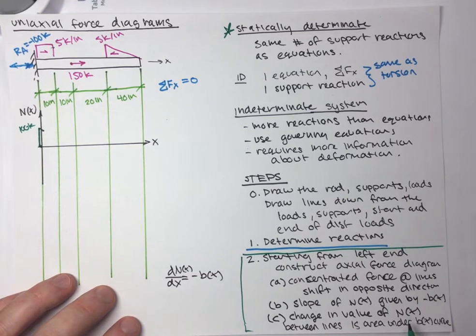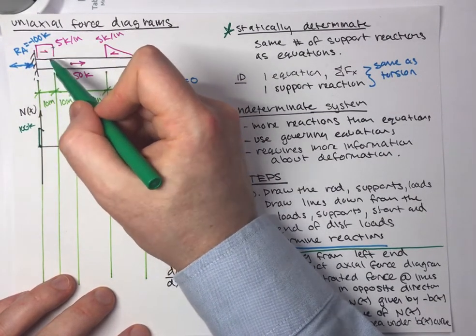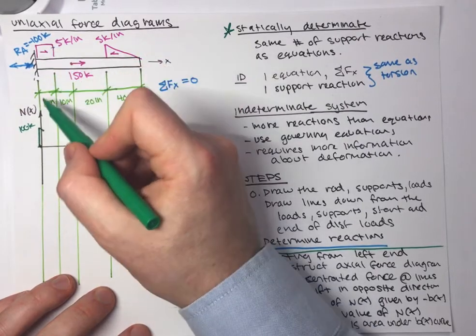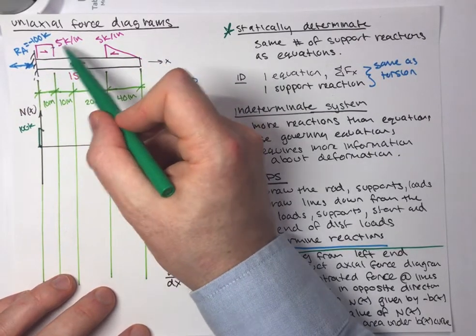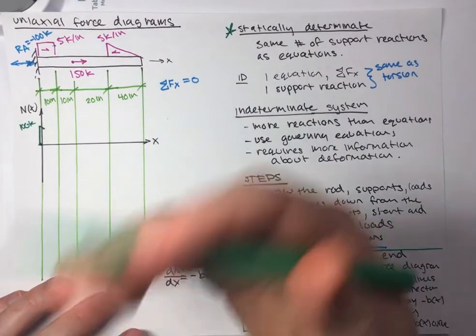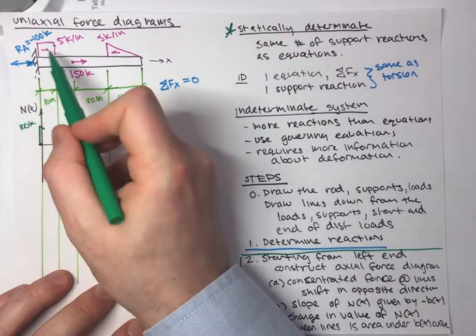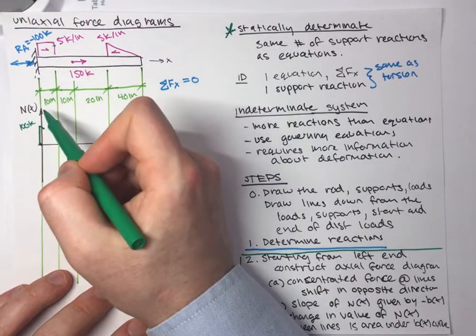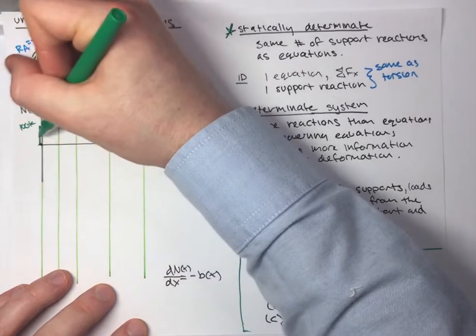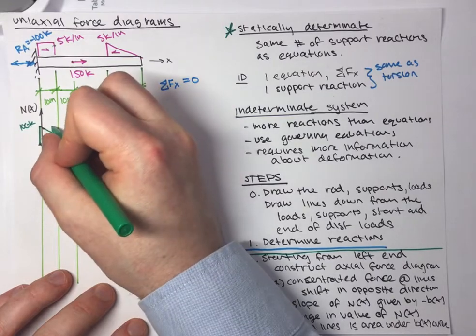The change in the value of n of x between lines is going to be given by the area under the b of x curve. So this is a constant. So the area underneath the curve is the value of the constant times the distance. So that's 5 kips per inch times 10. Again, it's the opposite. So we're going to go from 100 minus 50, 5 times 10, down to 50. So we're going to go down to here, and at this value we're going to be at 50 kips.